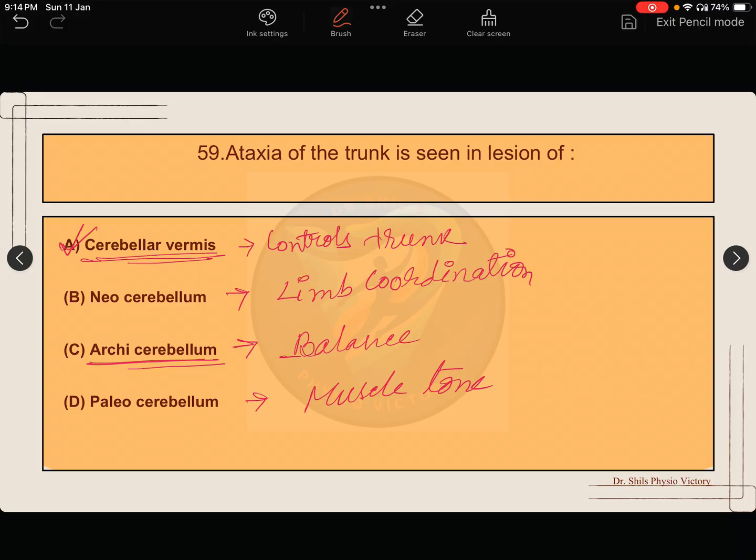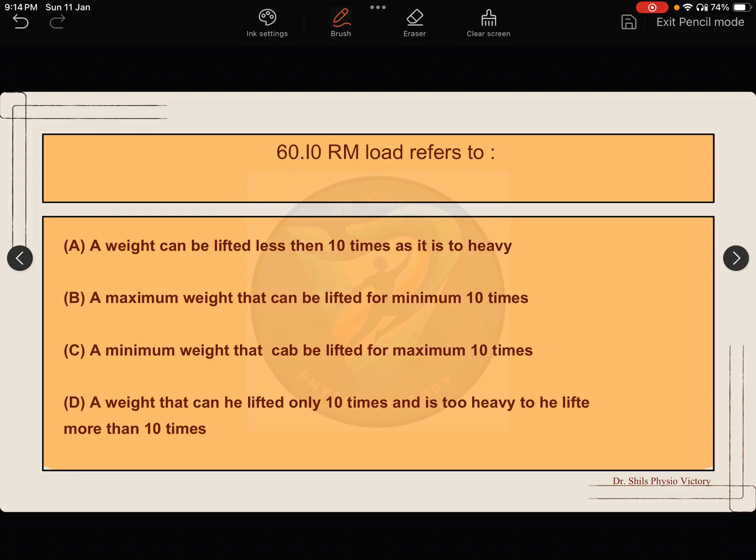Next, come to question number 60. 10 RM load refers to option A weight can be lifted less than 10 times as it is too heavy. Option B, a maximum weight that can be lifted for maximum 10 times. Option C, a minimum weight that can be lifted for maximum 10 times. Option D, a weight that can be lifted only 10 times and is too heavy to be lifted more than 10 times. So, here the correct answer is option D.